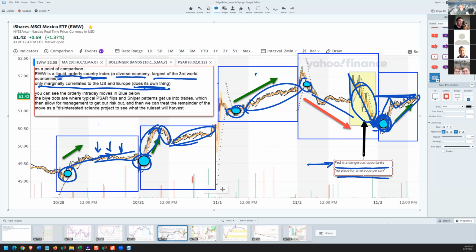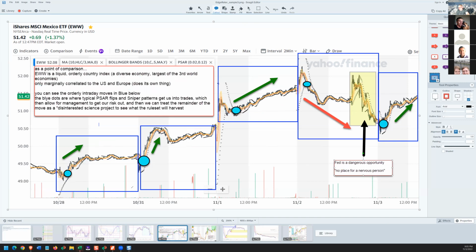So target selection matters a lot. You want it to have the characteristics of the kinds of trading instruments that you want. EWW does that for me. So these blue dots are places where we get typical entries, and you can see that pretty quickly we can get our risk to no lose plus dinner for two, and then we can turn it into a disinterested science project to see what we can harvest.